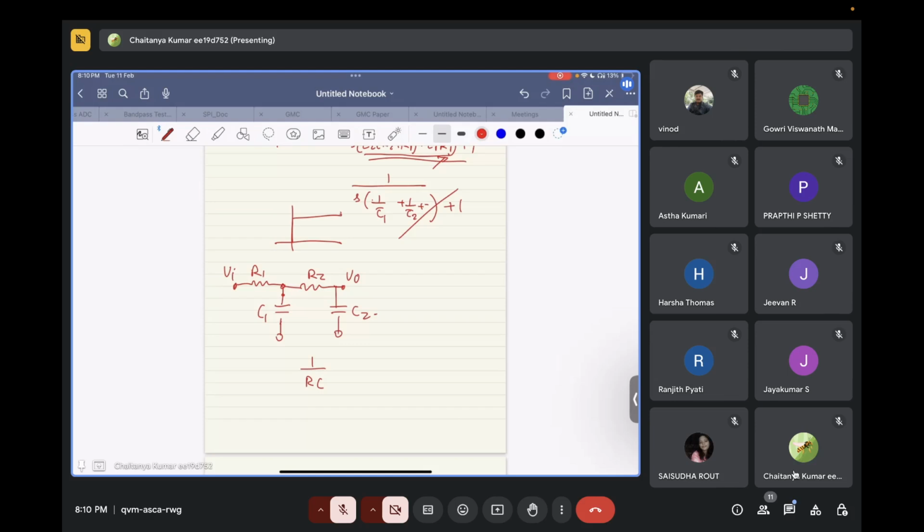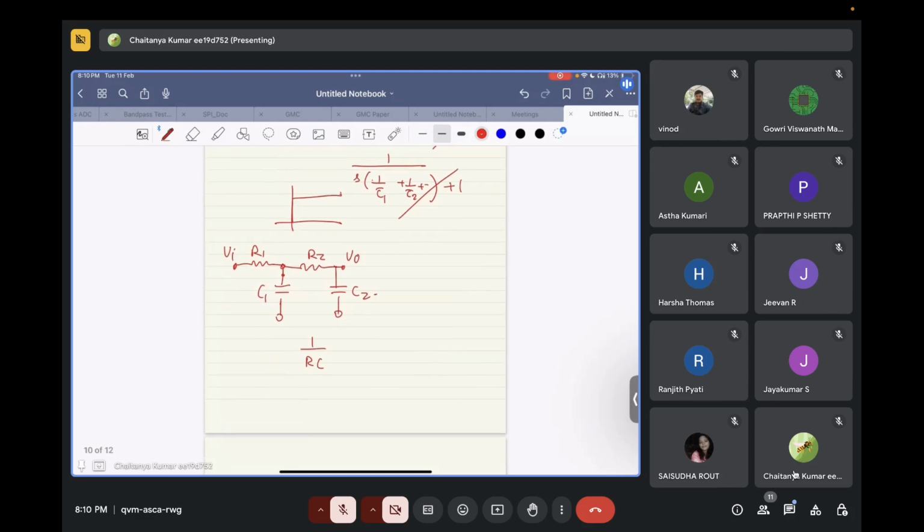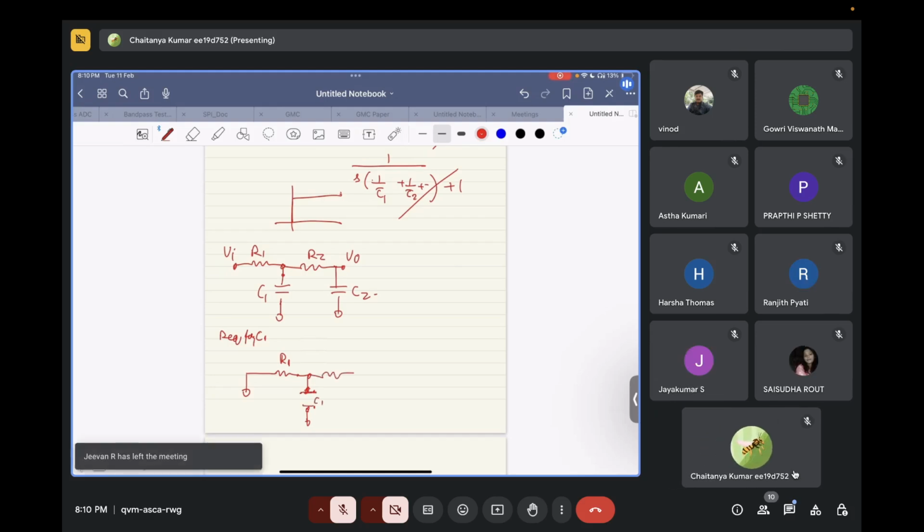Okay, so let's find R equivalent for C1. You will make C2 as 0. So how will it look? The Vi input source will be de-energized. This will be R1, and across C1 you have to find it. C2 you will make as 0, so this will be just a floating node. Okay, so what is R equivalent?